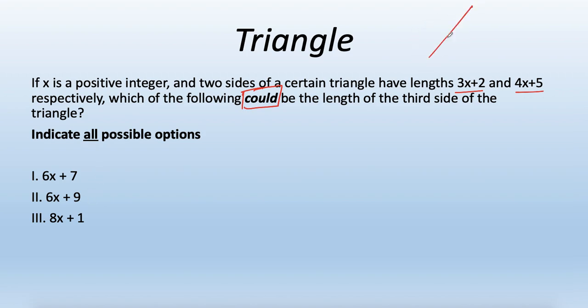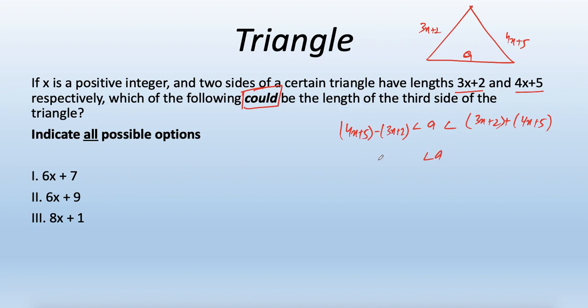So we have a triangle with two sides 3x plus 2 and 4x plus 5. If I consider this side, for example, as A, then based on triangle inequality, this must be greater than the absolute difference of the other two, that is 4x plus 5 minus 3x plus 2, and less than the sum of the other two, which is 3x plus 2 plus 4x plus 5. So this A must be greater than x plus 3 and less than 7x plus 7.